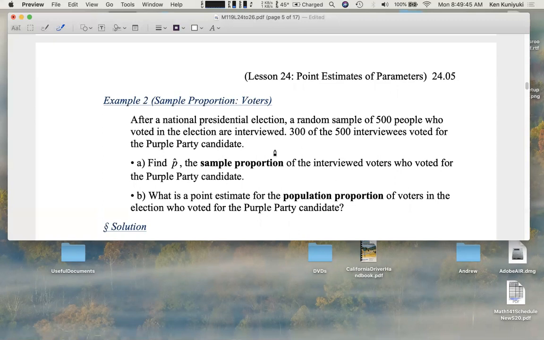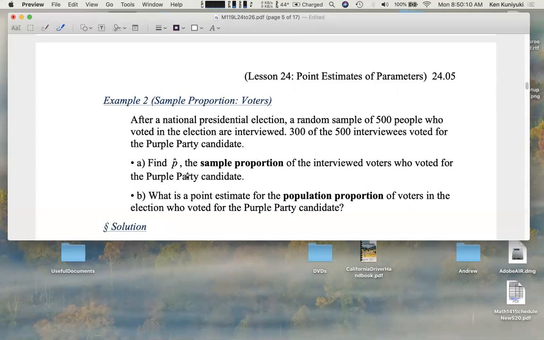And let's assume they're telling the truth. Actually, and we've seen this before, maybe the Purple Party candidate won, and then the interviewees in the poll might be going, I might be in trouble if I say I didn't vote for the winner. But let's set that aside. Let's assume that these interviewees are telling the truth. 300 of the 500 interviewees voted for the Purple Party candidate.